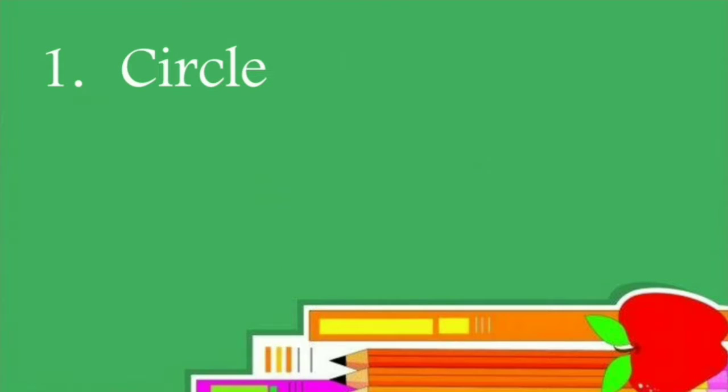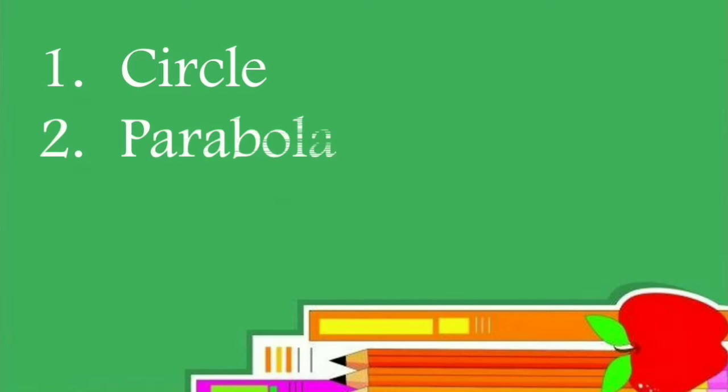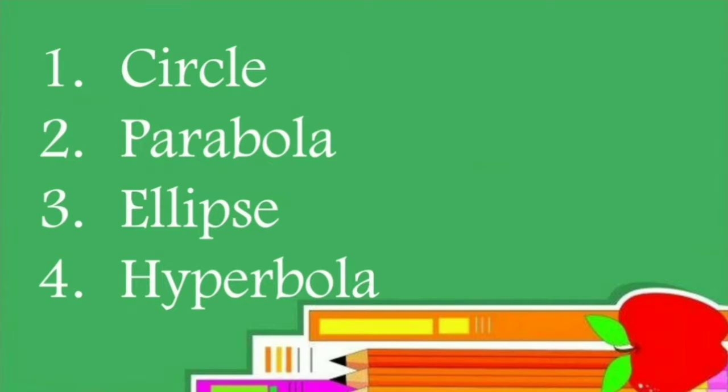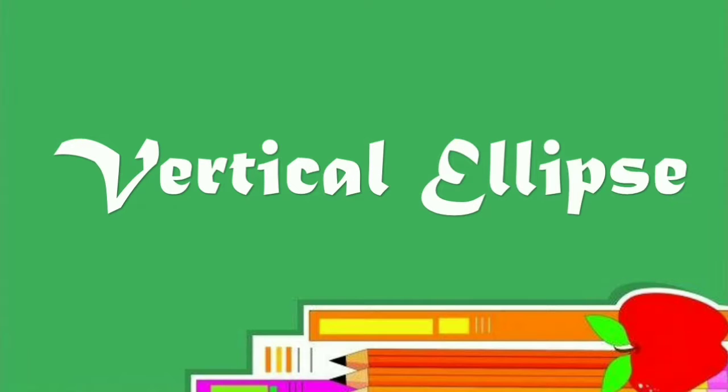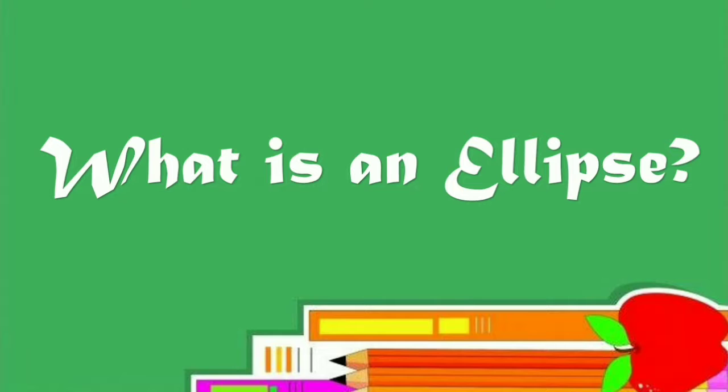The first is the circle. Second is the parabola. Third is the ellipse. And the last is the hyperbola. But in this video, we will be focusing on the ellipse, and specifically, the vertical ellipse. But first, let us define what an ellipse is.